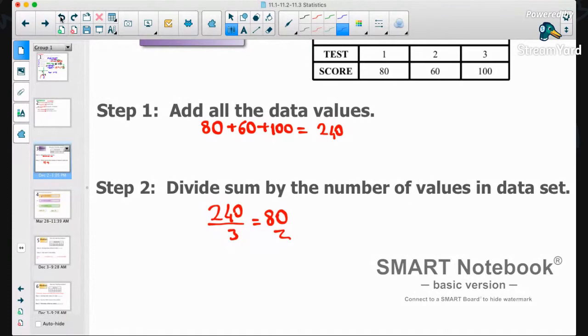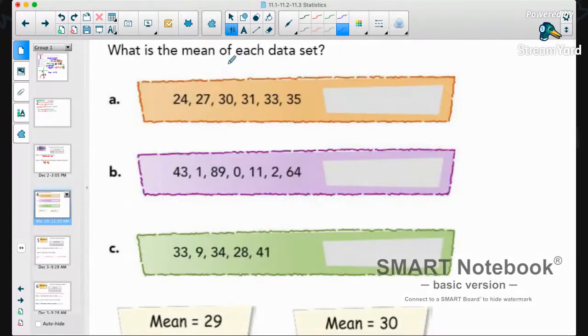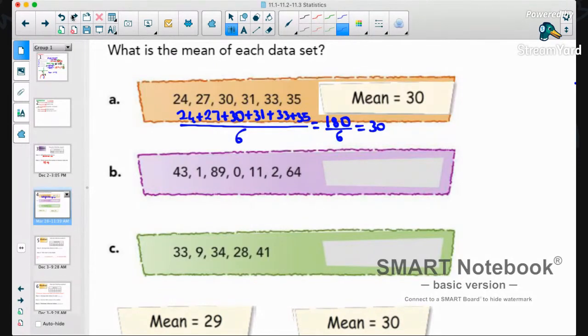Next. What is the mean of each data set? As you see here, ladies and gentlemen, we are going to add all these data and divide by the number of data. If you add them up, 24 plus 27 plus 30 plus 31 plus 33 plus 35. When you count them, 1, 2, 3, 4, 5, 6. There are 6 data. If you divide by 6, your mean is 180 divided by 6, which is 30. So your mean is 30.